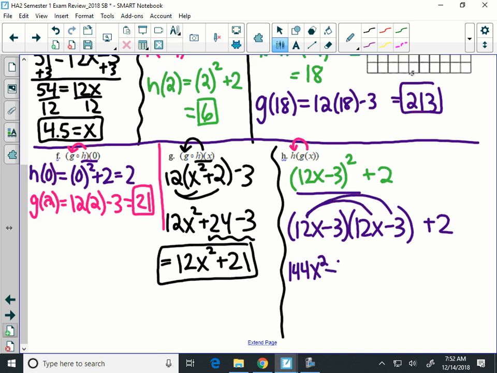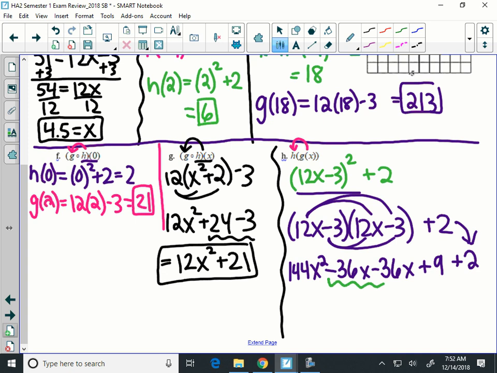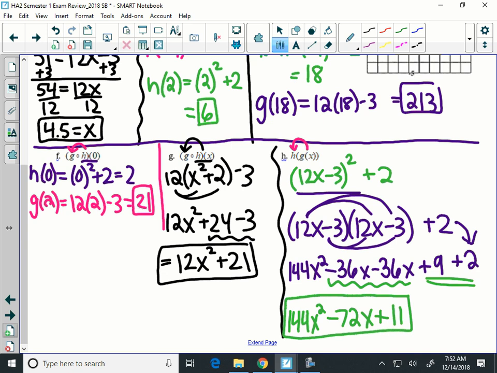12x times negative 3 is minus 36x. I get another minus 36x here. And negative 3 times negative 3 is plus 9, plus the 2 that came down from the end. And all you have to do now is combine like terms. The 144x squared does not change. This becomes negative 72x. And at the end we have plus 11. That is your new function, h of g of x. Okay, lots of composition there.